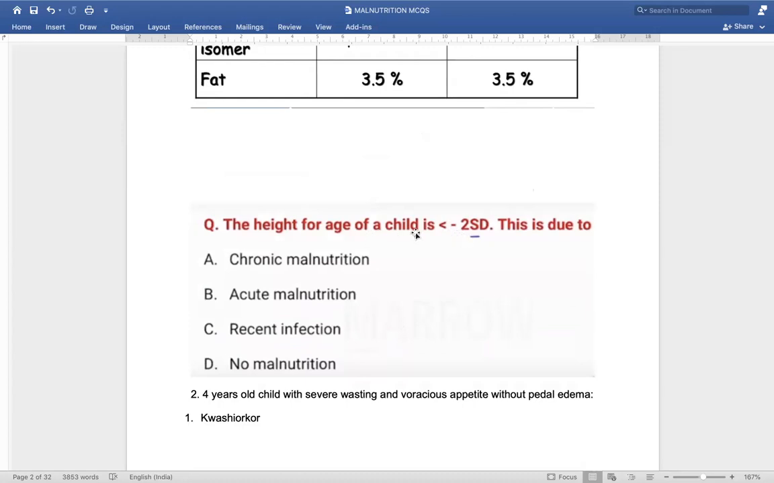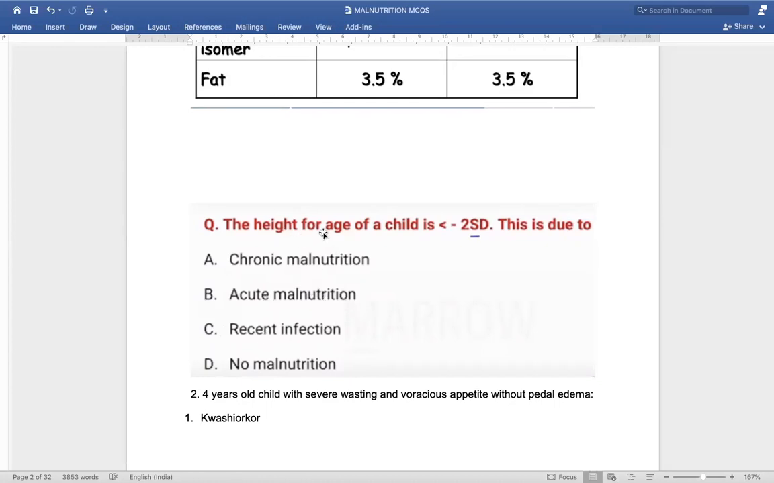So coming to the other, this was the last question that was asked in the last INI set. So the height for age of the child is less than -2 standard deviation. And what is it due to? Whether it is due to no malnutrition, it cannot happen. If there is definitely malnutrition, whether it is acute malnutrition, chronic malnutrition, or recent infection. So both acute malnutrition and recent infection are almost the same option only. You need not even read about it. So definitely no malnutrition is not an answer. Recent infection will definitely lead to acute malnutrition. So easily we can rule out these two options.